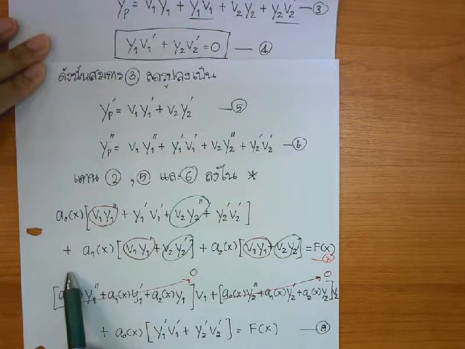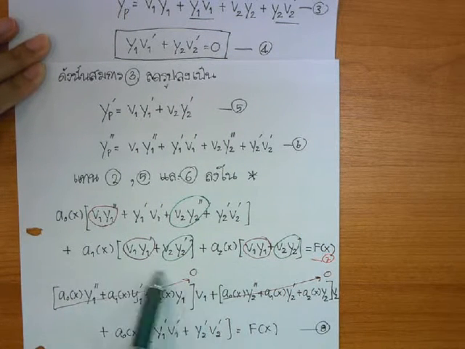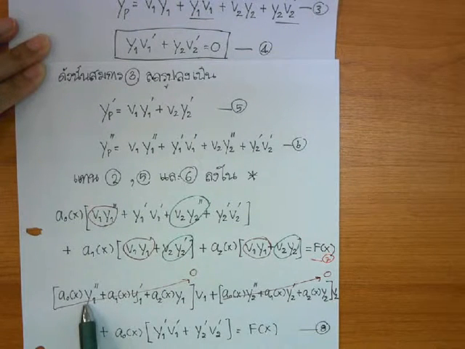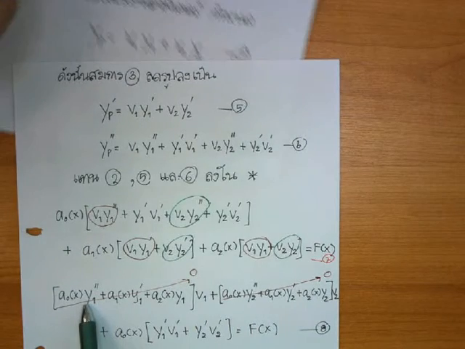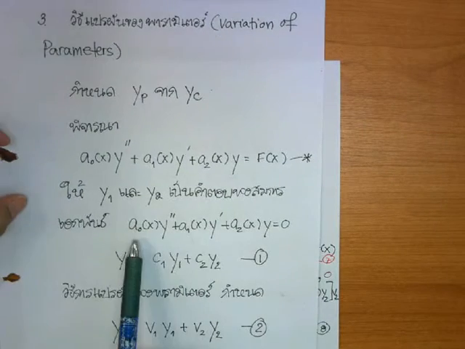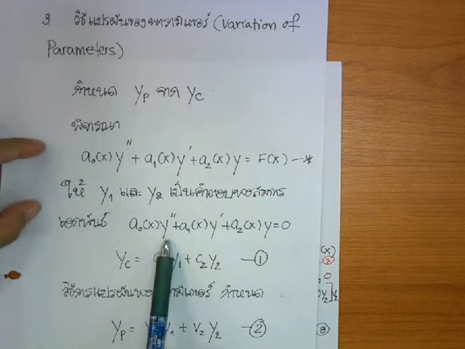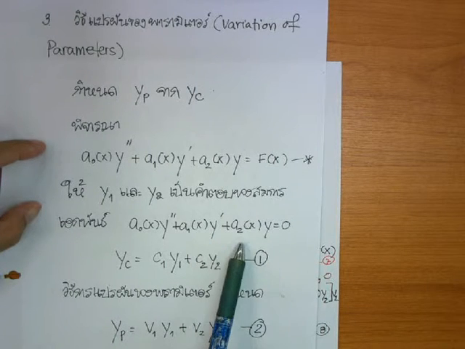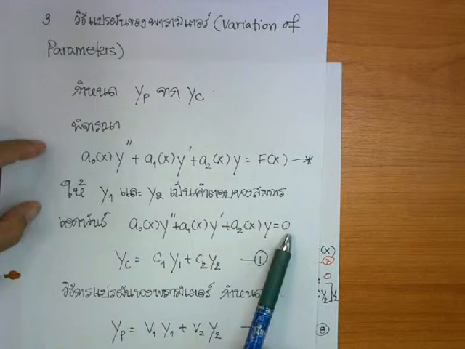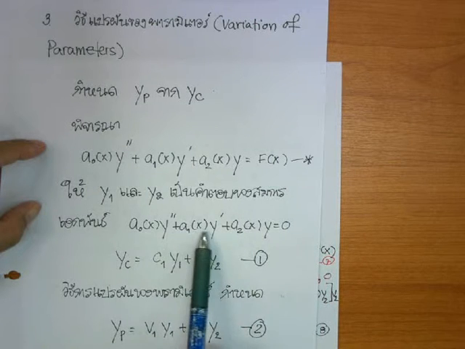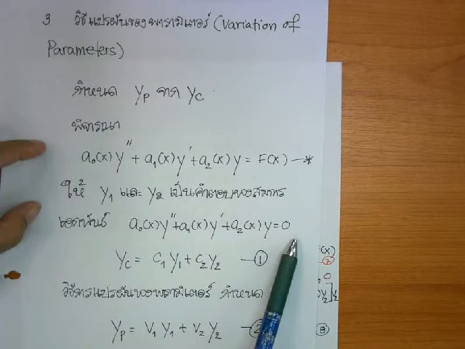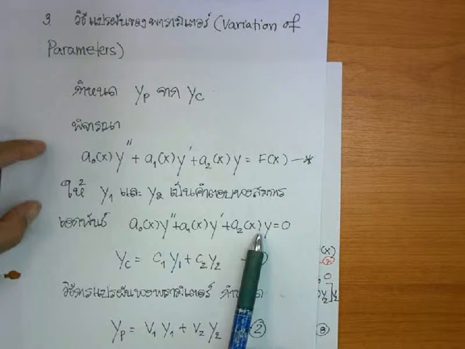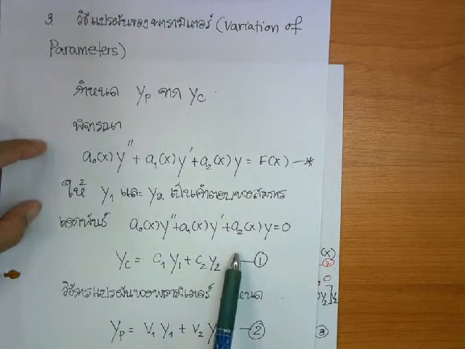See? The term in parentheses equals 0, right? Because your y1 is the answer of your homogeneous differential equation. And your homogeneous differential equation says that a0 times the second derivative of y plus a1 times the first derivative of y plus a2y equals 0. So if you plug the value of y1 in there, it should be equal to 0. If you plug the value of y2 in there, you would get 0, right? We proved it already.